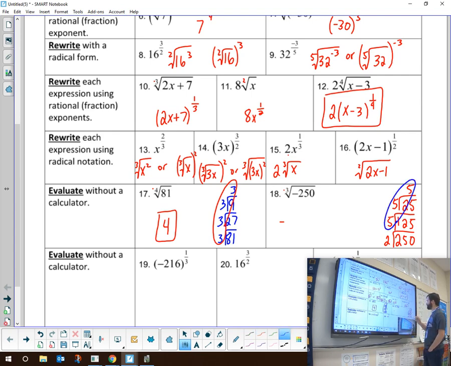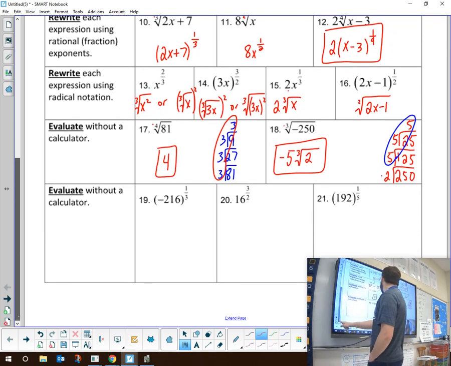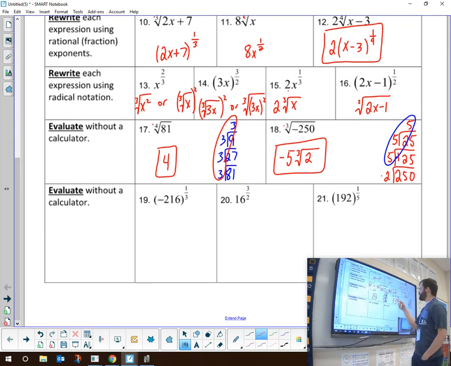We have a group of 5s here, and my index is 3. So we're looking for groups of 3. So we're going to bring a 5 to the outside, and we're going to have left over a cubed root of 2 on the inside. Okay? All right. The same basic idea happens with a rational exponent.